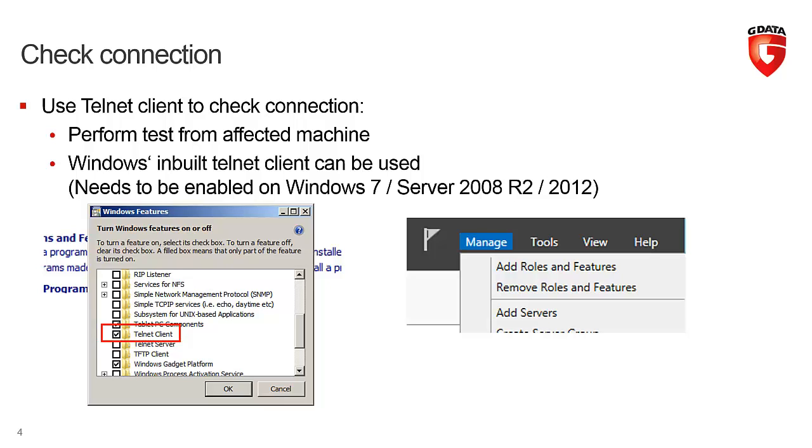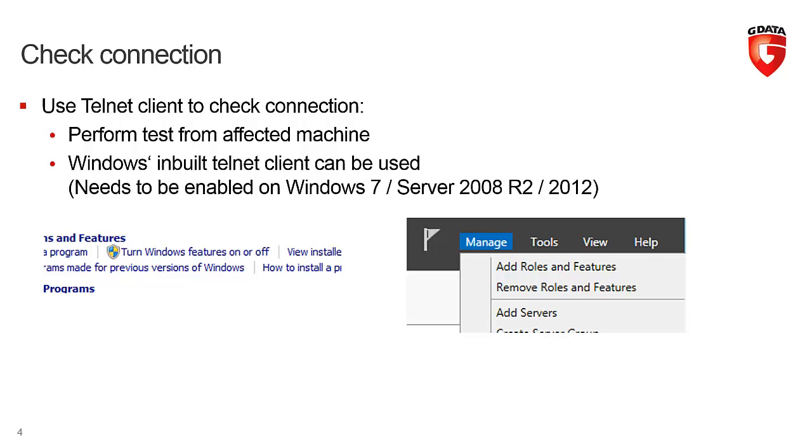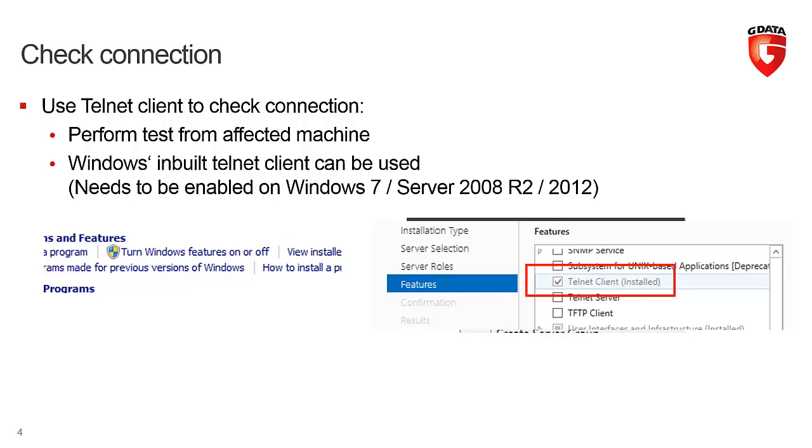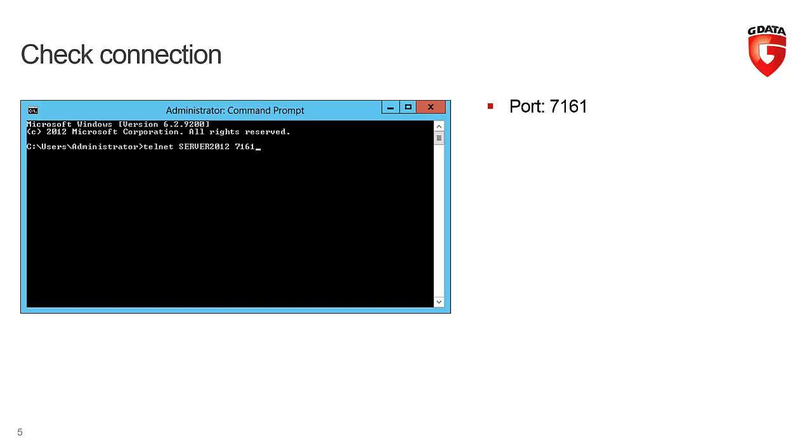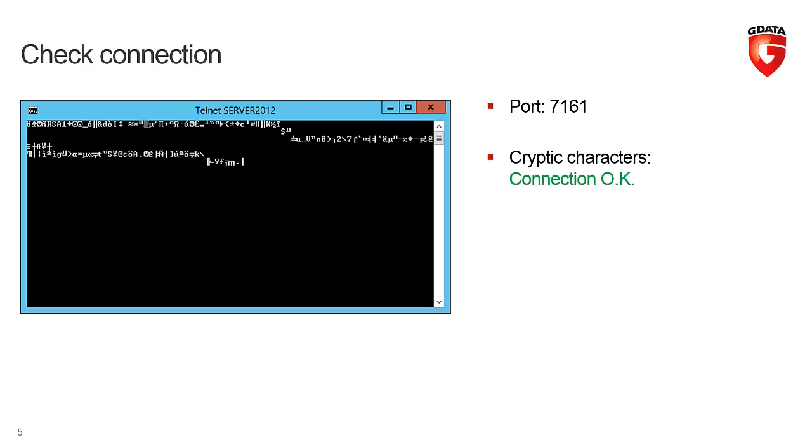On server operating systems, open your Server Manager and navigate either to Manage or to the Features section of your Server Manager. Select Telnet Client and follow the instructions on your screen. The Telnet server is not required. Then open a command line window and issue the command telnet and a blank space, followed by the server name, another blank space, and the number 7161. This is the port number used by the management server. If the connection is intact, you should see cryptic characters in your command line window.